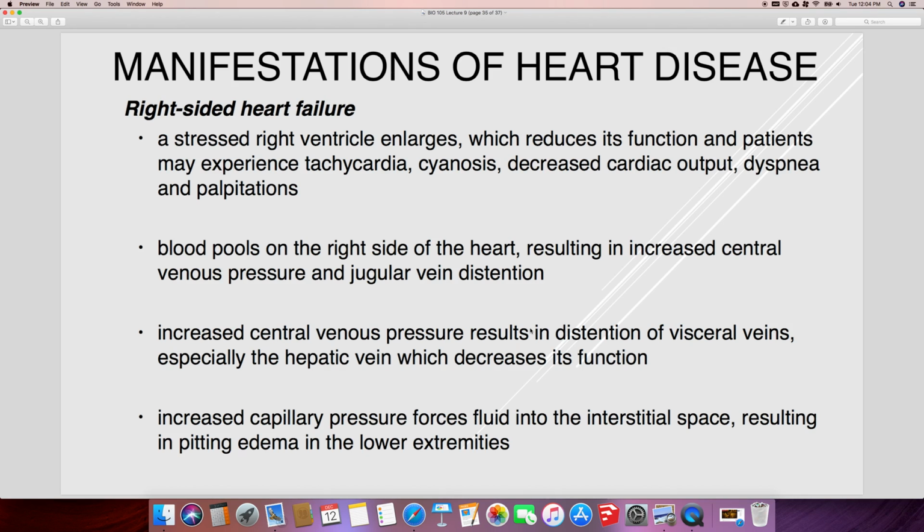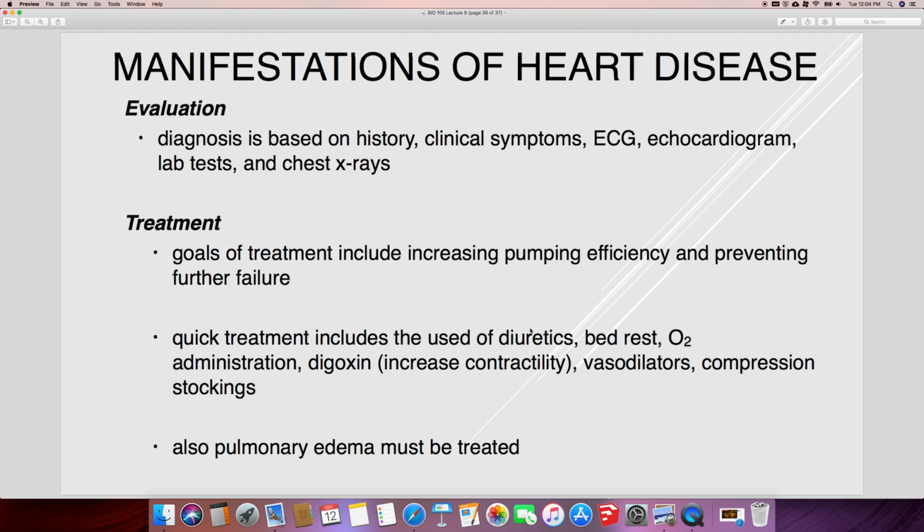And a term for basically right-sided heart failure due to diseases of the lungs, primary diseases of the lungs, is known as cor pulmonale. I just want to point that out because even though it is typically due to failure of the left ventricle or the left side of the heart, it can occur by itself.